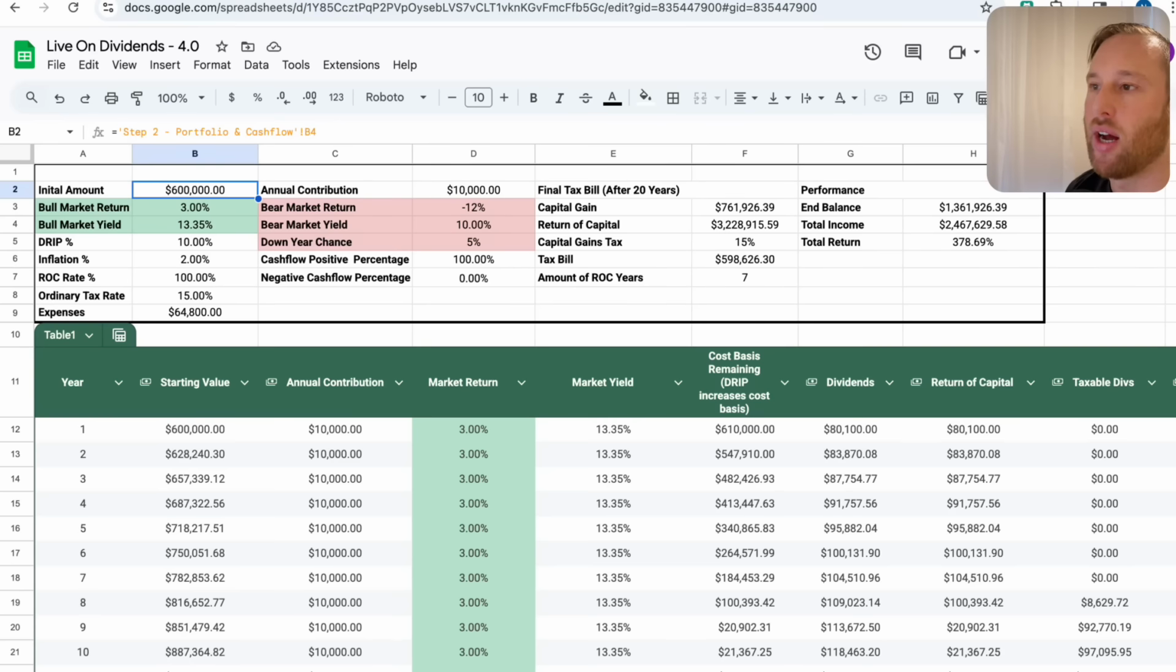So we have our initial investment amount, and then we have our expected bull market appreciation of 3% and expected bull market yield of 13%. We are dripping 10%, as we said. Inflation per year is 2%. So the money that we would withdraw, we will continue to inflate it and account for that. Our ROC return of capital rate is 100%. Ordinary tax rate 15%. Expenses, as we saw on the other sheet, is 65K.